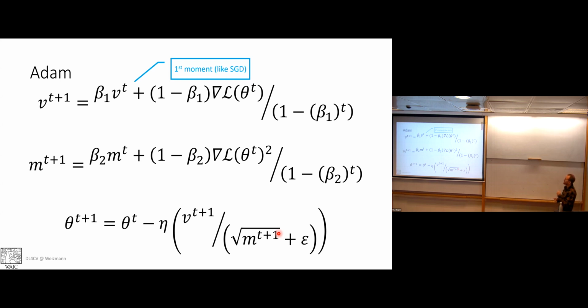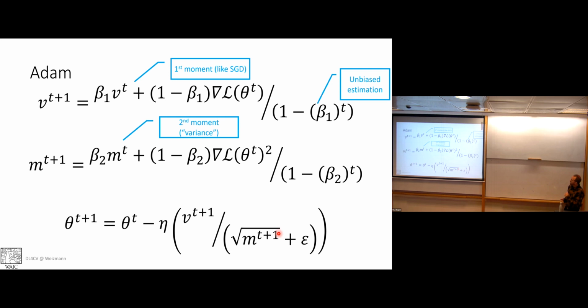So we have the first moment like SGD, we have the second moment, the variance, and the update is accumulated so as to have unbiased estimates. And as we said, we weight the change by the variance. So actually, we adapt the learning rate for each one of the parameters.